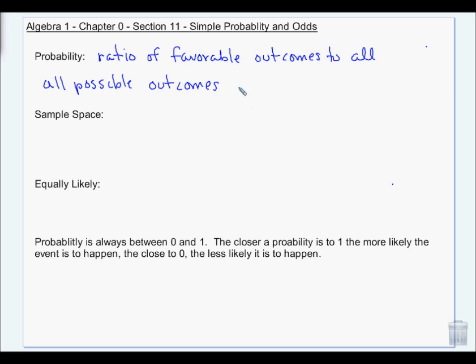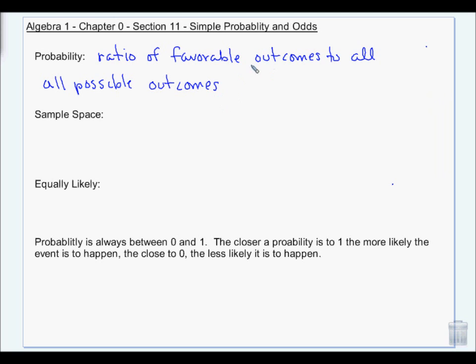Okay, so take your probability of winning the lottery. You would take the ratio of favorable outcomes, that's your one set of 6 numbers, right? And that would go over top of all of the possible outcomes. So that would be every combination of 6 numbers humanly possible from the lottery number choices.